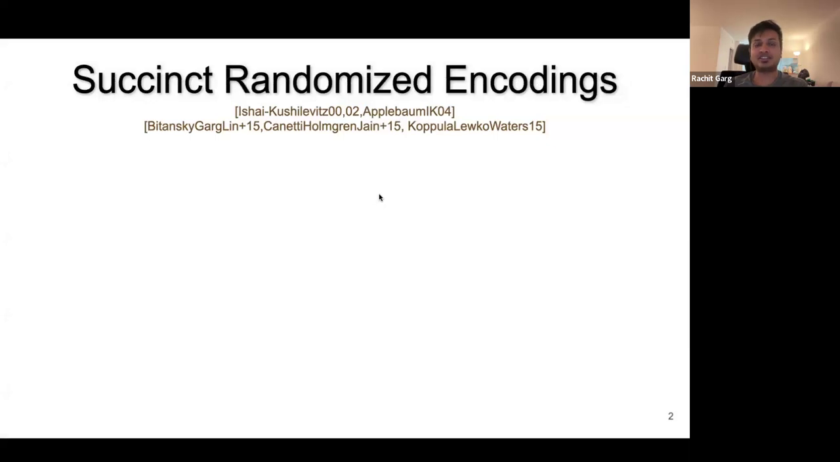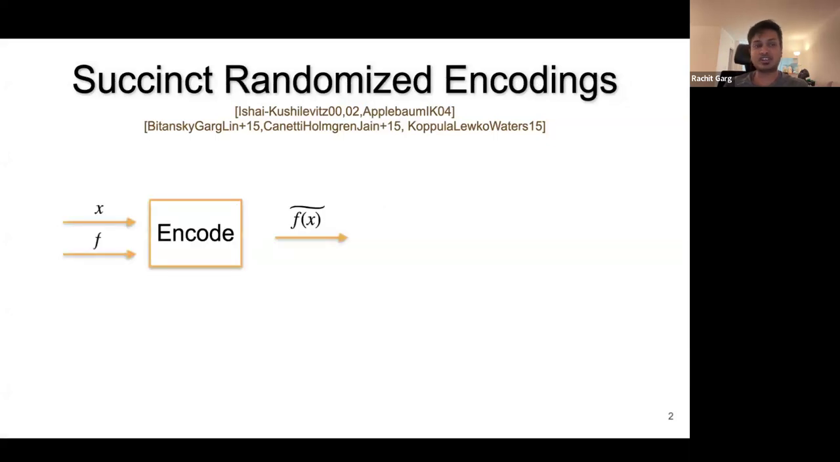Let's begin with what is a randomized encoding. A randomized encoding is an object where you have a complex function f and an input x, and you wish to compute f of x. The encode algorithm takes f and x and outputs f tilde of x. But this encode algorithm should not just run the function f on the input. Because f is complex, we want the encode algorithm to be simpler than just running the function f itself.